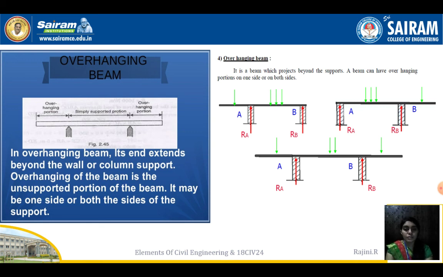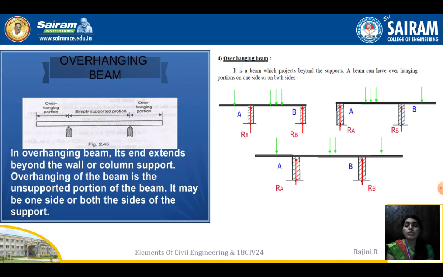The ends of the beam extend beyond the wall or the support. So the overhanging of the beam is the unsupported portion of the beam. It may be on one side or both the sides. Whether it is extended on a single side or on both the sides, we call both an overhanging beam. Very simple. It is the beam which is extending after the support.